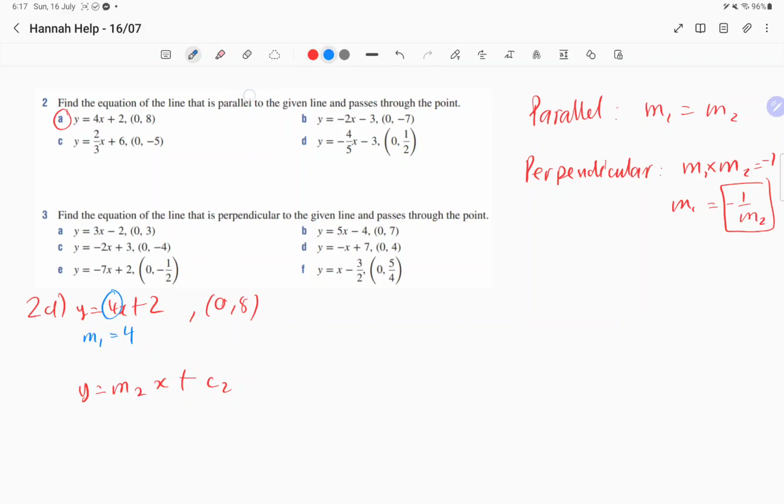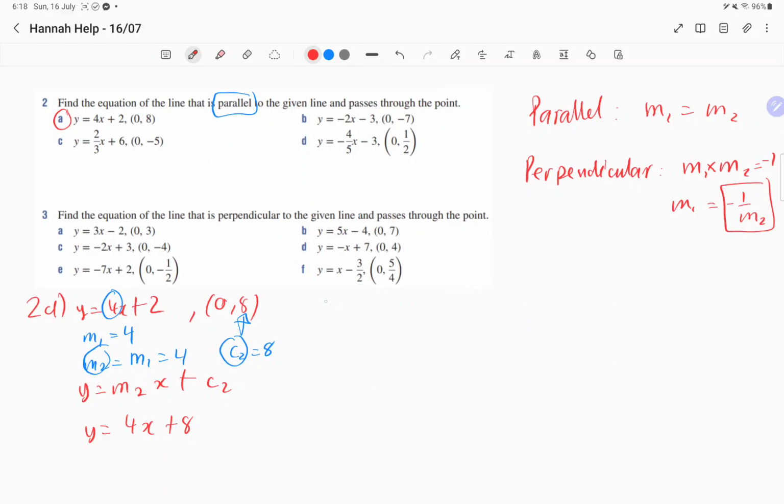Now it's supposed to be parallel to the first line, which means m2 must equal m1, and that equals 4. Then c2 is the y-intercept, and this point (0, 8) is the y-intercept, which means that c2 is equal to 8. Now that we've got m2 and c2, the line would just be y equals 4x plus 8. So that's question 2a.